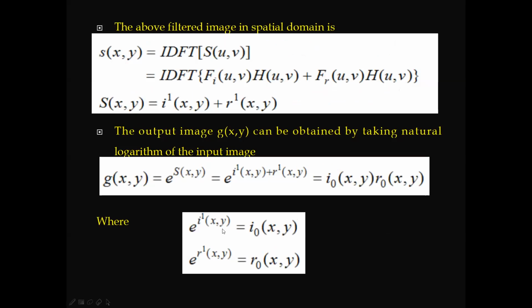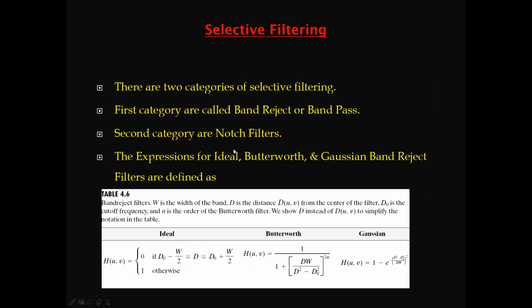So after manipulation, one thing you have to remember: again here the illumination component and reflectance component we need to find out. The output illumination component will be e power I dash of x,y. Similarly, the reflectance component will be e power R dash of x,y. So the processed image g(x,y) is also in terms of the illumination component and reflectance component. The illumination component is I naught of x,y, and the reflectance component will be R naught of x,y.